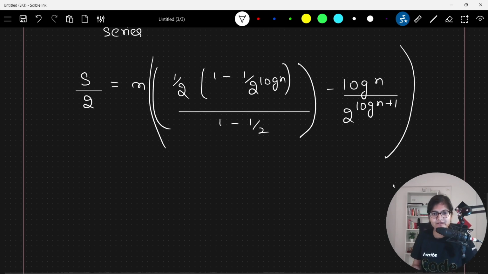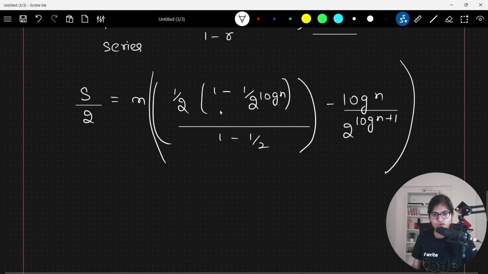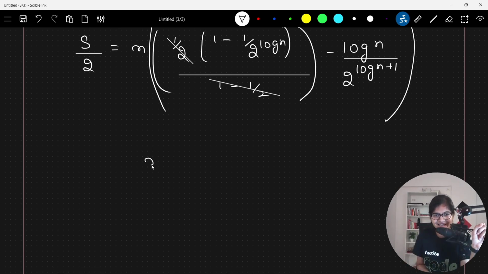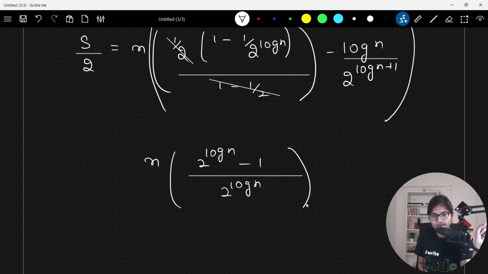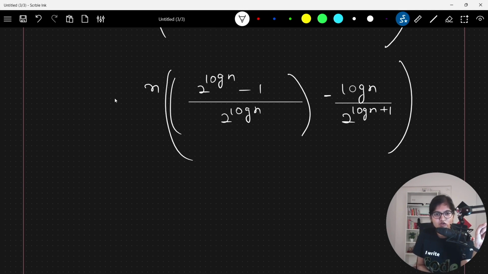Now, if you observe, 1 minus 1/2 will be 1/2, and this 1/2 we can cancel out with this clearly. This is fine. Now I will take the LCM. So I will get (2 to the power log N minus 1) minus log N, divided by 2 to the power log N plus 1. Perfectly fine. So until this part, I hope everything is clear.